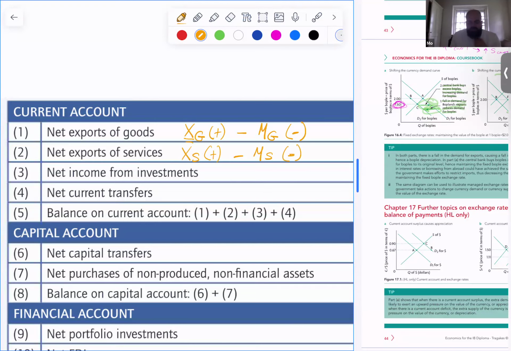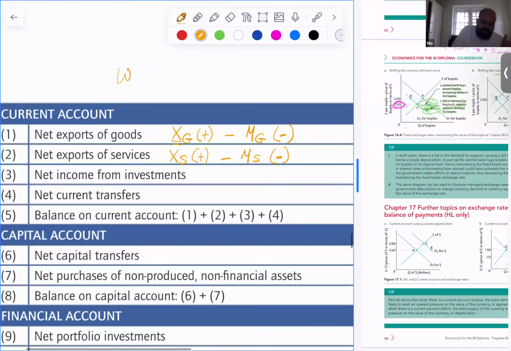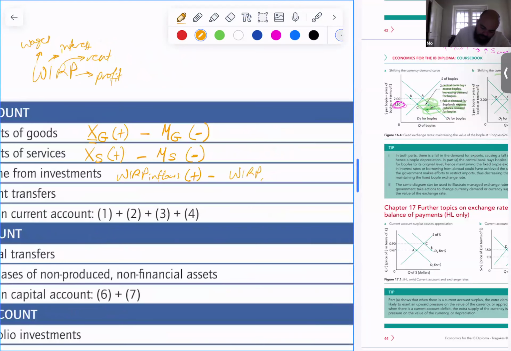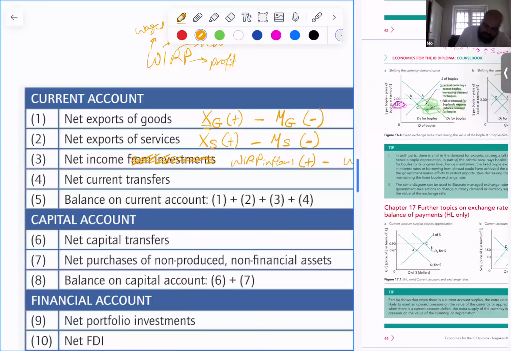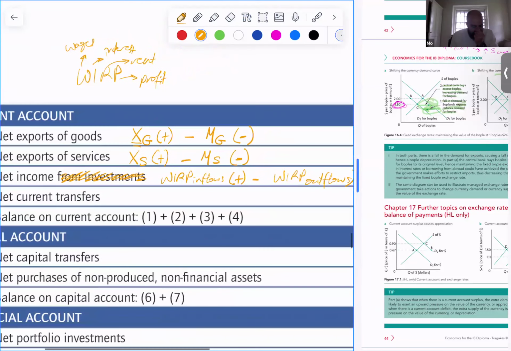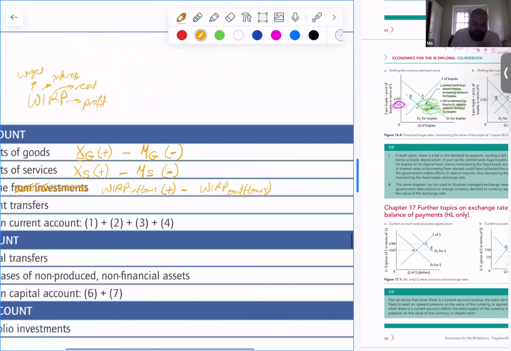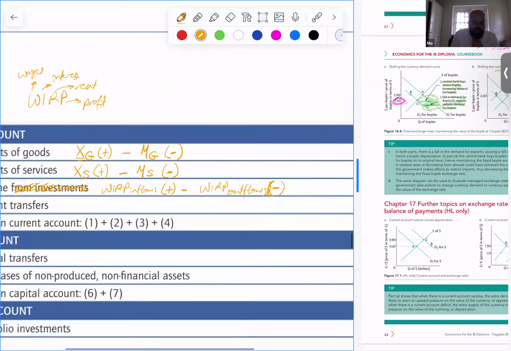All right, net income from investments. Okay, I want you to remember, whenever you hear the word income, think of wages, interest, rent, profit, work. Okay, so work inflows are a credit, minus work outflows. Let's just say it's just net income, not just from investments, because it could be workers who are employed by overseas firms. Okay, so work inflows are a credit, work outflows are a debit.